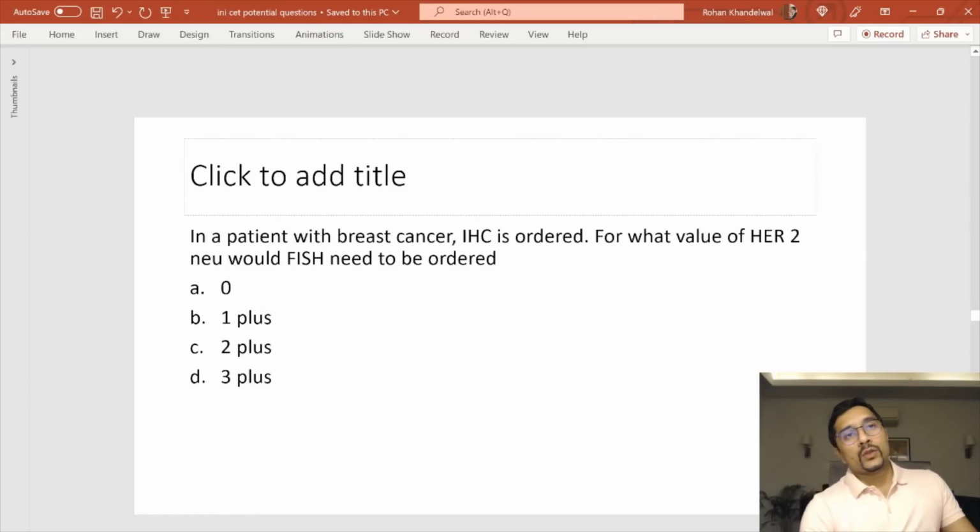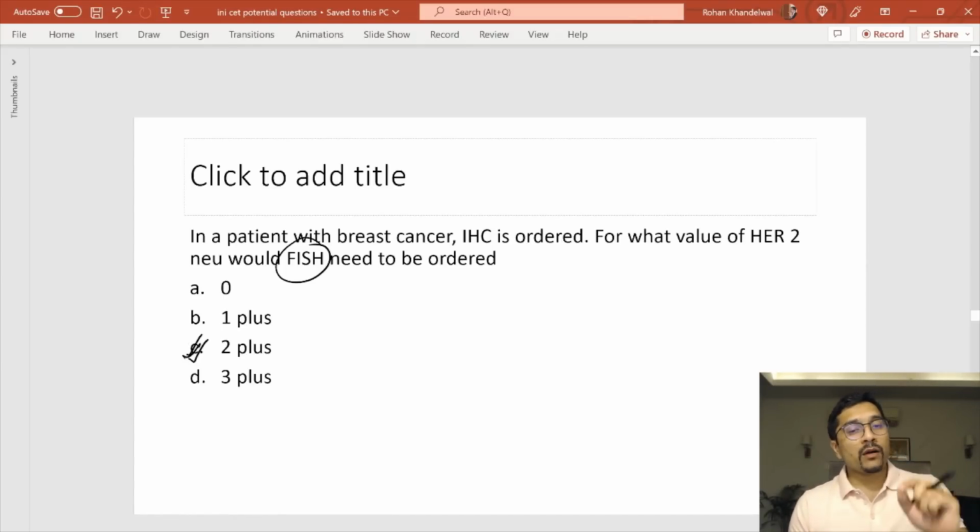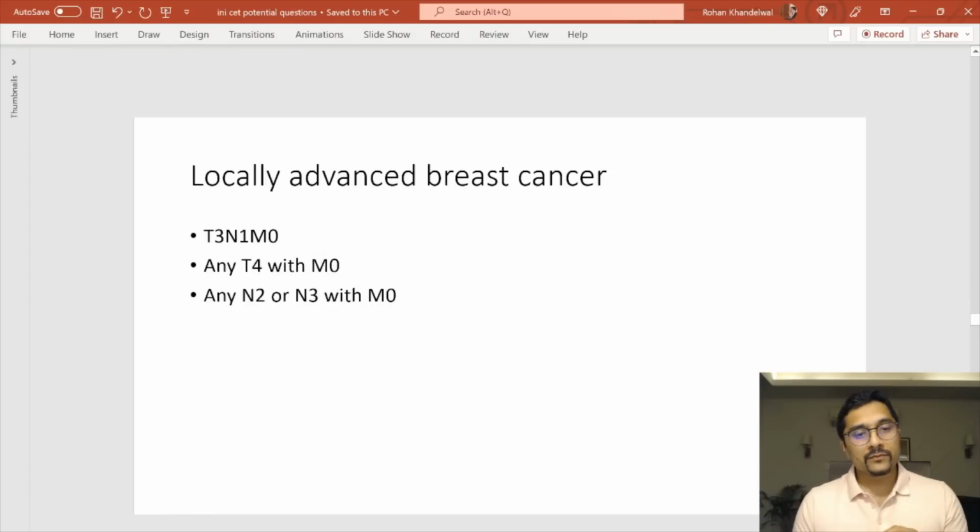IHC for HER2/neu, if it is 0 and 1 plus, it is negative. 2 plus is equivocal, and in 2 plus we carry out FISH. FISH is fluorescent in situ hybridization. This has also been asked many times. Please remember, FISH is only carried out if HER2/neu is 2 plus.